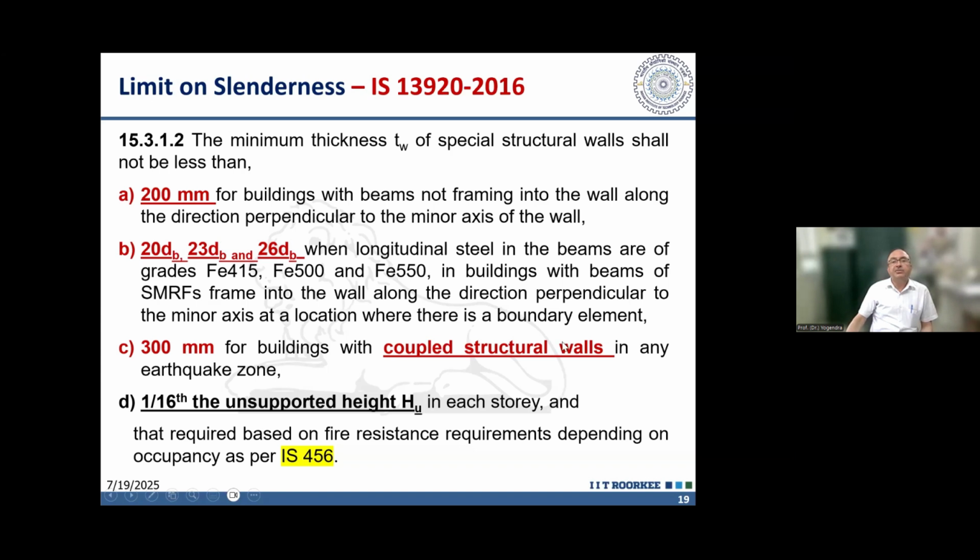and 300 millimeter in case of coupled shear wall, and 1 by 16th of HU. That means the HU by B ratio 1 by 16, where HU is the unsupported height of each story. And then the fire resistance requirement coming from IS 456. So we can see these clauses are much more stringent. 200 millimeter will be the minimum thickness as per the new code.